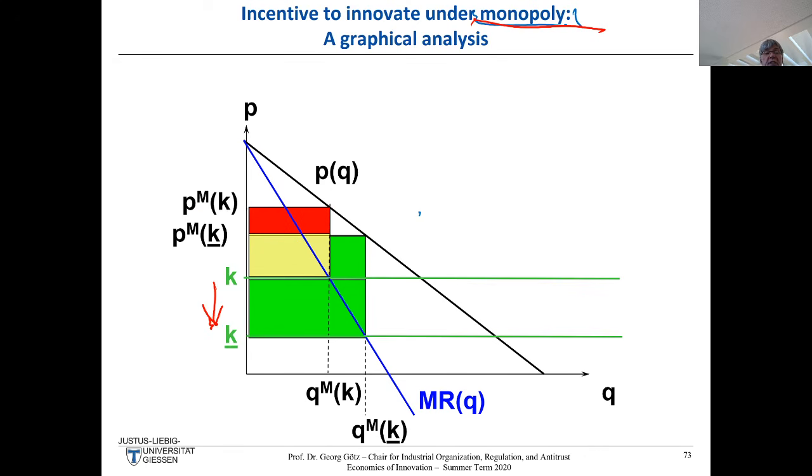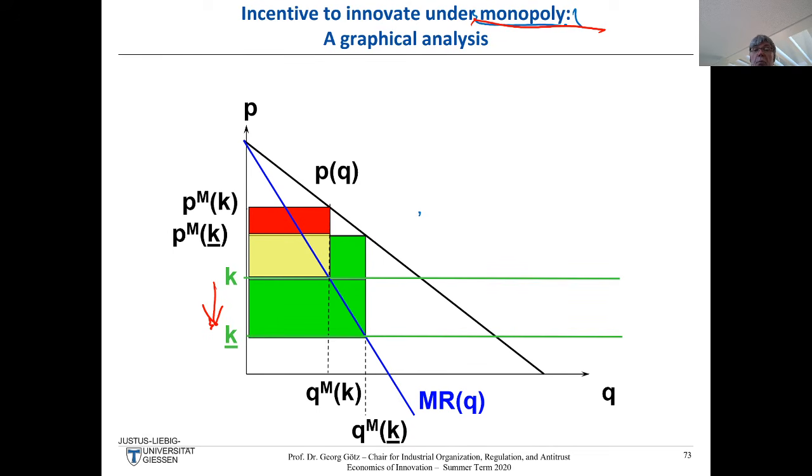Okay, so this is the gain from innovation for the monopolist. And the monopolist would introduce or invest in any process innovation, in any reduction of cost, if the costs for introducing this innovation are lower than the green area minus the red area, because then it would lead to an increase in profit.